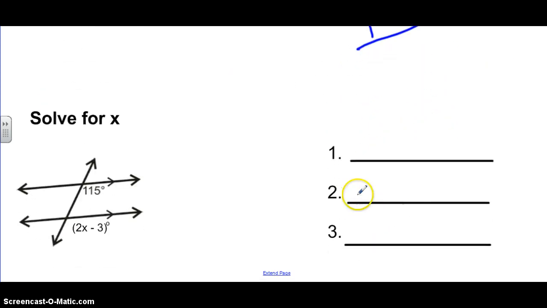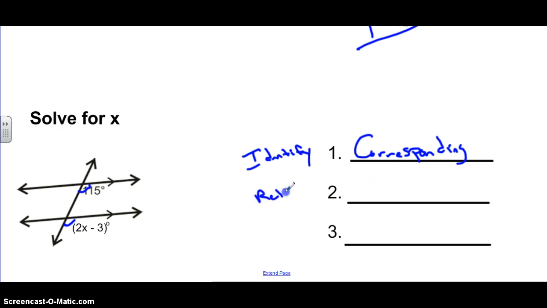Second question. Over here, first one, we have to identify. You start with identifying. When you identify these, I have this angle, and these are corresponding angles. When I know they're corresponding, I look at the relationship. We're just going to state what the relationship is. The relationship is congruent.